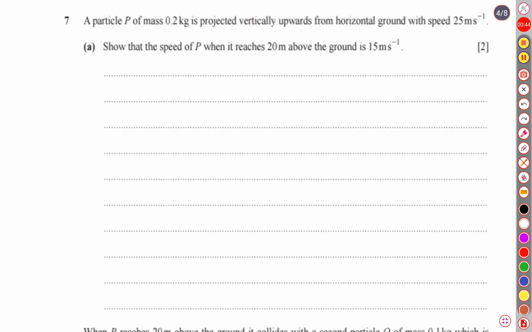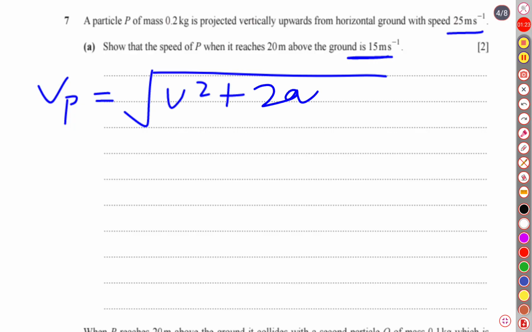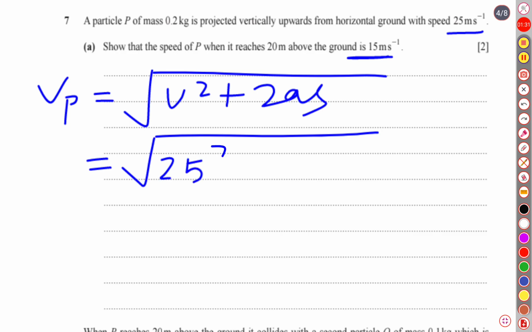As the particle was projected vertically upwards, we can apply the formula v squared equals u squared plus 2as, so v equals the square root of u squared plus 2as, because we are given the displacement. The initial velocity is also given. The final velocity of particle P is the square root of u squared plus 2as. Our initial velocity is 25, so 25 squared plus, now look at this, the particle was projected vertically upward, whereas acceleration due to gravity is acting downward, so the directions are opposite to each other, that's why it will be subtraction.